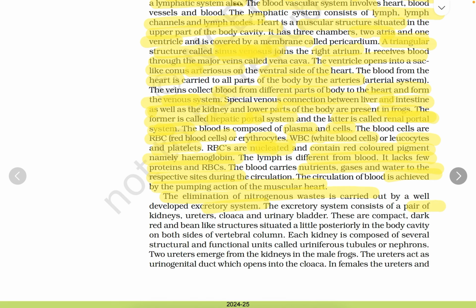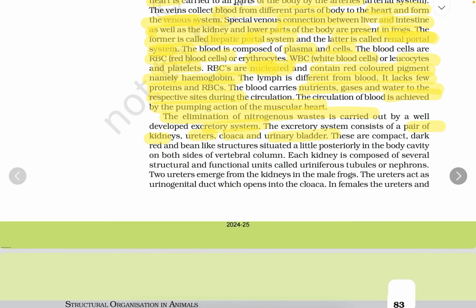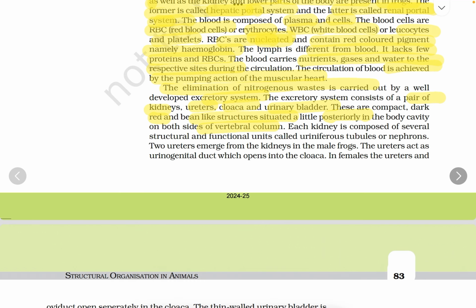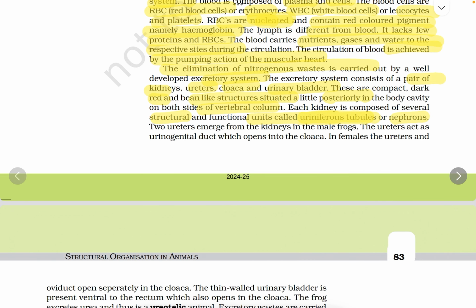The excretory system consists of a pair of kidneys, ureters, cloaca, and urinary bladder. So these are compact, dark red bean-like structures situated in the posterior part of the body cavity on both sides of the vertebral column, that is the kidney, right? Each kidney is composed of several structural and functional units, which are called uriniferous tubules. In humans it is the nephron, but in the frog it is uriniferous tubules. It is the same thing, also called nephron in the frog. Uriniferous tubule means they produce urine.